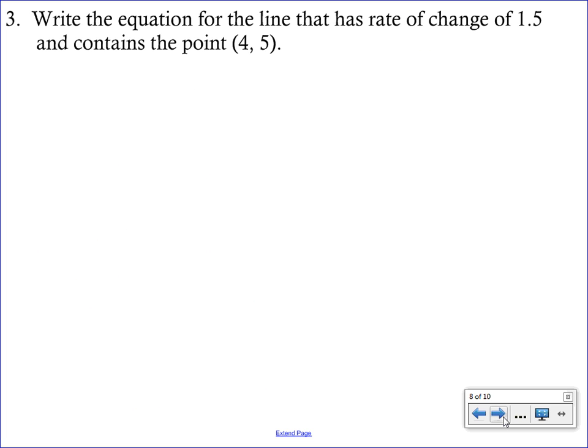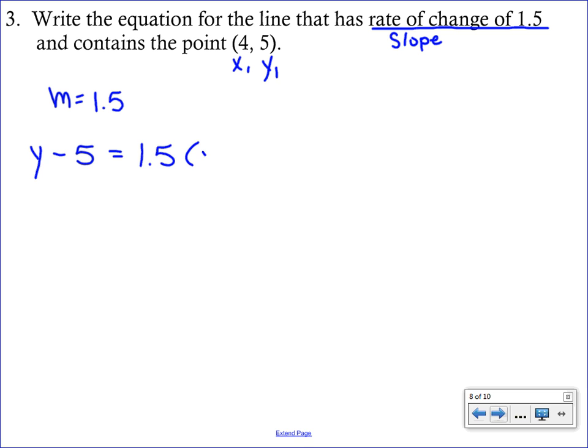Next problem. Write the equation for the line that has a rate of change of 1.5. Rate of change is just a fancy way to say slope. So m is equal to 1.5. So that's good, because our first step was to find the slope, and it was given to us. So now we also want to note we've got this point, so label your point x1, y1, and then go ahead and jump right into point slope form. So it'd be y minus 5 equals 1.5 multiplied by the quantity x minus 4.